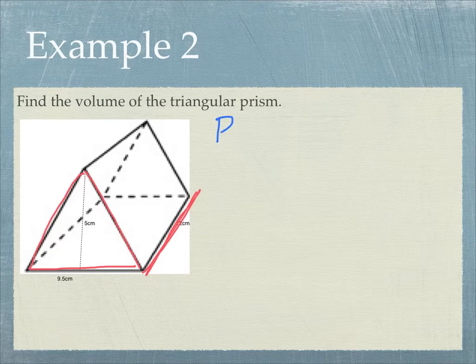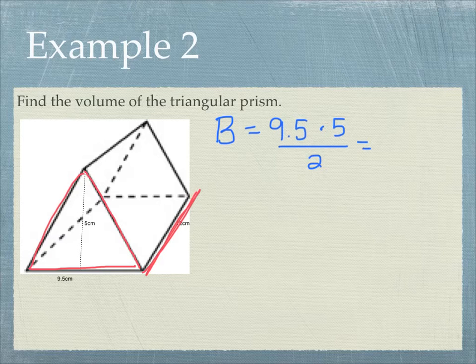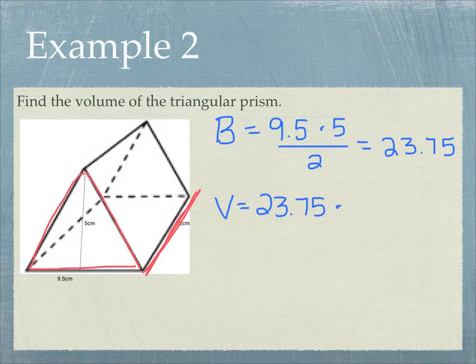How do I find the area of that triangle? 9.5. Good, 9.5 times 5 divided by 2. Oh gosh. 23.75. Thank you. I was almost there. So area of the triangle is 23.75. And then to find the volume, I scribbled over my number. Is that a 12? Yeah. Okay. I would do 23.75 times 12. 285.